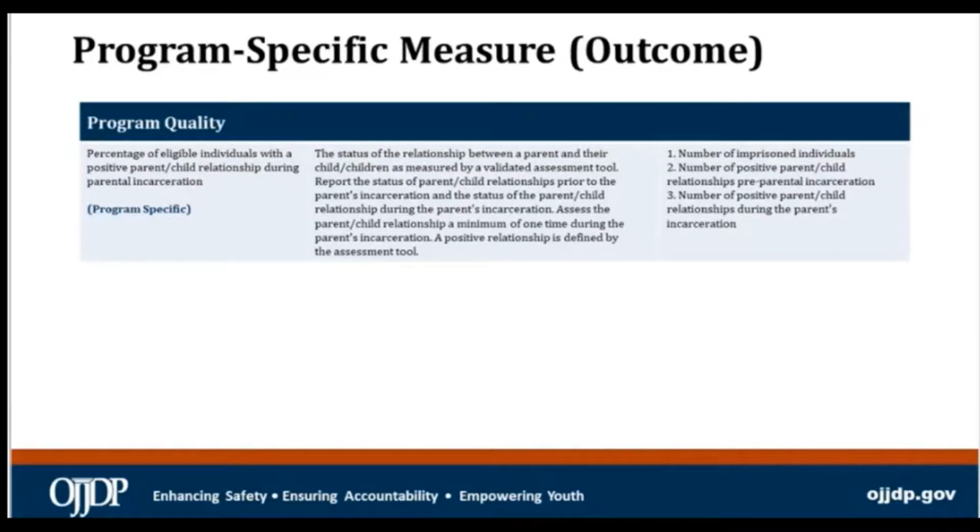Percentage of eligible individuals with a positive parent and child relationship during parental incarceration is an example of a program-specific program quality outcome measure. Report the status of parent-child relationships prior to the parent's incarceration and the status of the parent-child relationship during the parent's incarceration. Assess the parent and child relationship a minimum of 1 time during the parent's incarceration. A positive relationship is defined by the assessment tool. You will report the number of imprisoned individuals, the number of positive parent-child relationships pre-parental incarceration, and the number of positive parent-child relationships during the parent's incarceration.